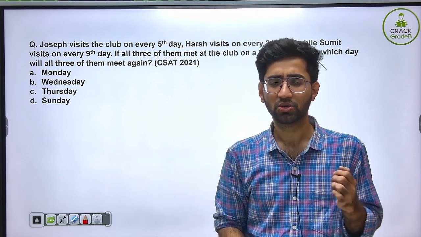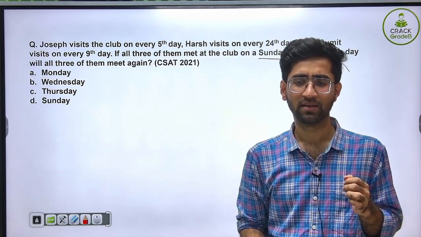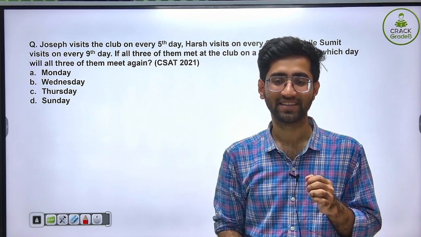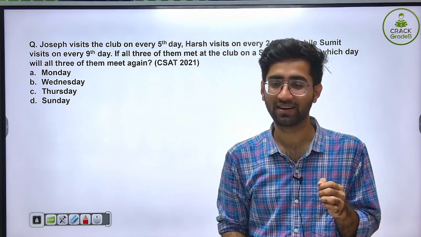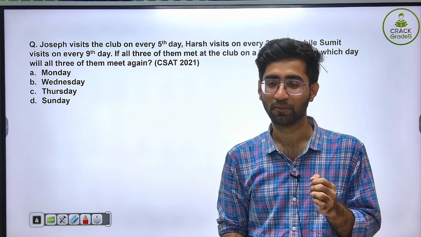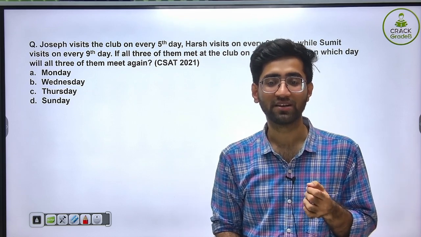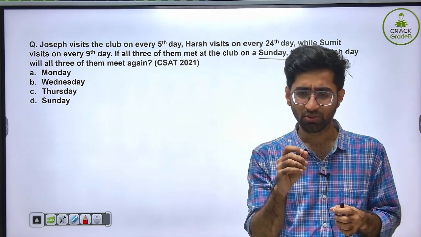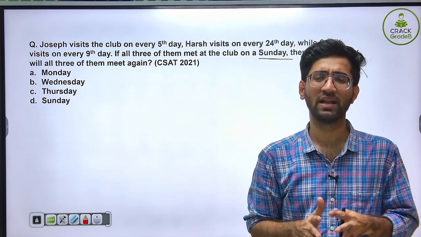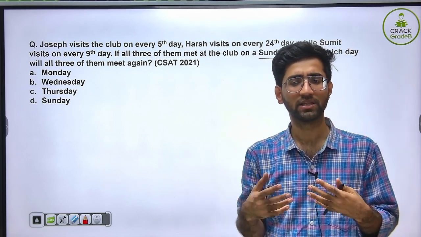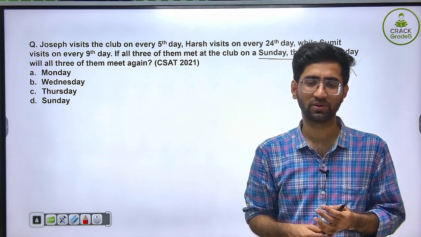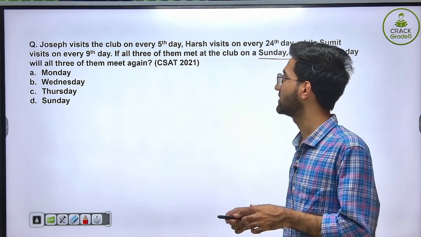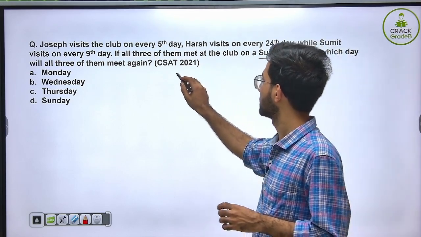See, to solve this question correctly, you must have some kind of knowledge of calendar, right? Few of you have definitely learned calendar while learning the chapters of logical reasoning. But to solve this question correctly, you need some basic knowledge of calendar. Obviously we will learn about that basic knowledge of calendar while dealing with this question, right? So Joseph visits the club on every 5th day, right?